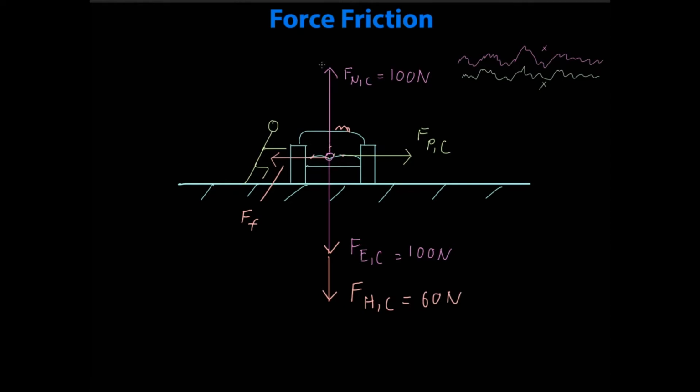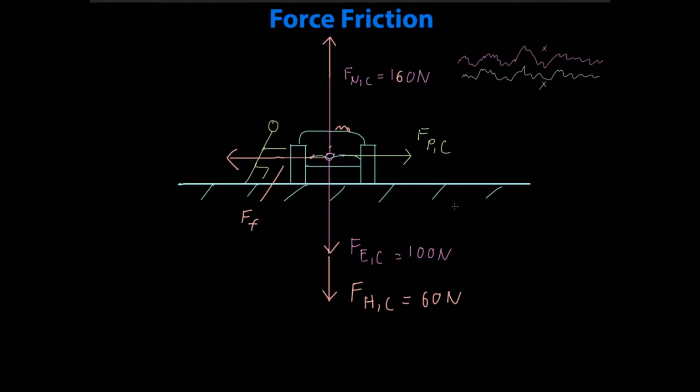What would happen to force normal? Well, I wouldn't get another force upward, but force normal would increase because the more the couch pushes on the floor, the more the floor pushes up on the couch. And this would end up being 160 newtons to match the forces downward. And if that happens, these ridges and valleys get pushed more into each other again. And again, that would increase force friction, which would make moving the couch more difficult.